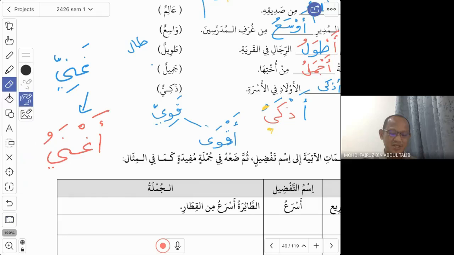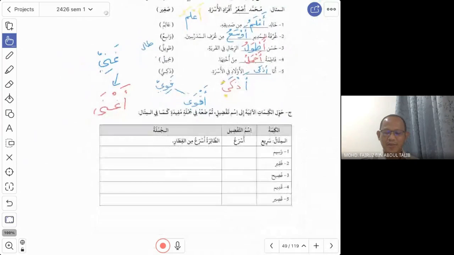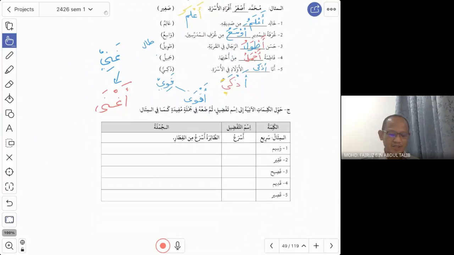Yes, so this is another word. You can add this additional word: ghani becomes agna, kawi becomes aqwa, and zaki becomes azka. So in these three cases, you change the last one from yu to just a without the dhamma. Okay, so this is it. The last one we will discuss in the next class, inshallah.